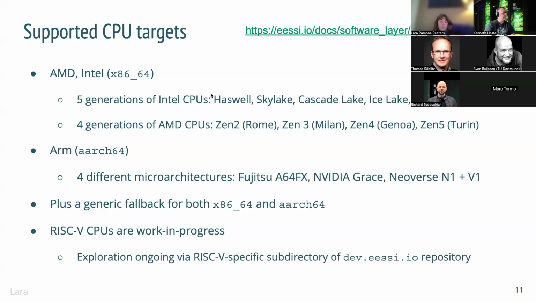Then, as I mentioned, we're also supporting RISC-V CPUs. This is a work in progress. This is not available through software.eessi.io, but through a separate repository called dev.eessi.io. This is not available on all the systems where software.eessi.io is already available, but if you want to try RISC-V, this is also possible.